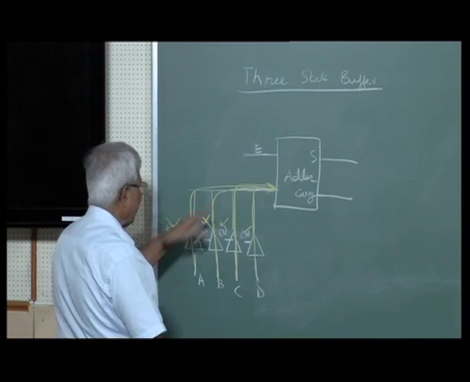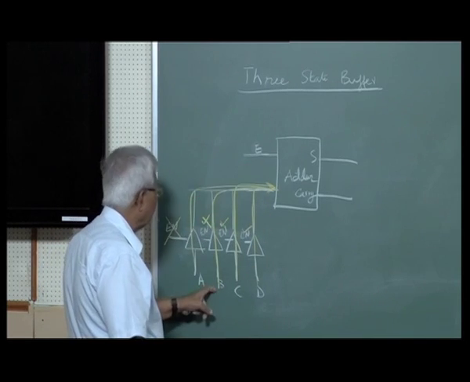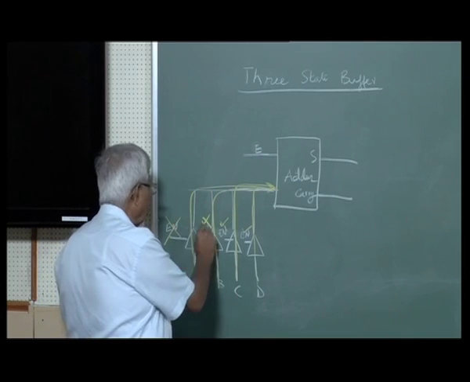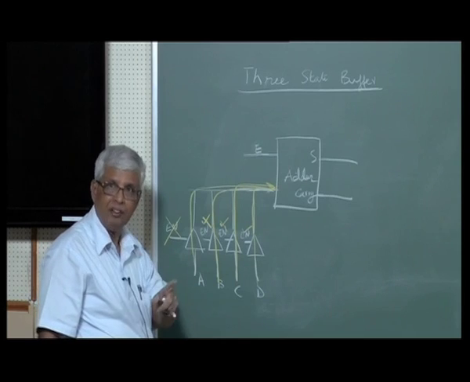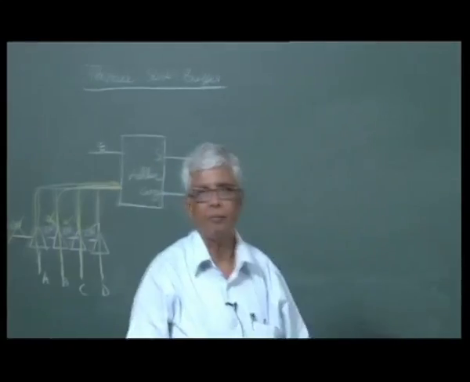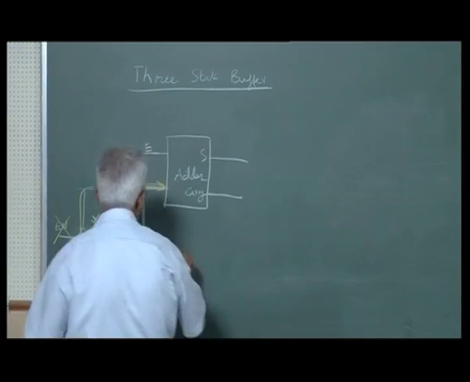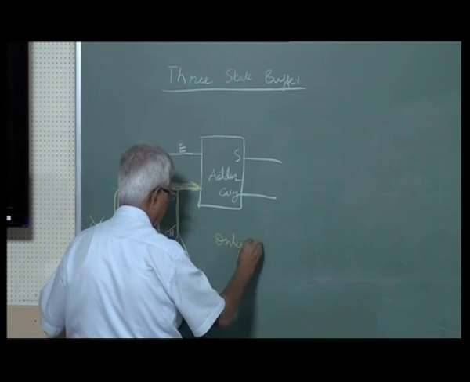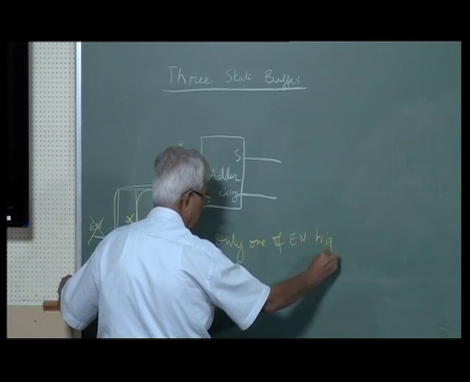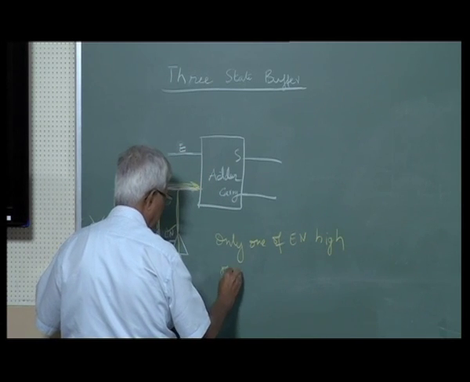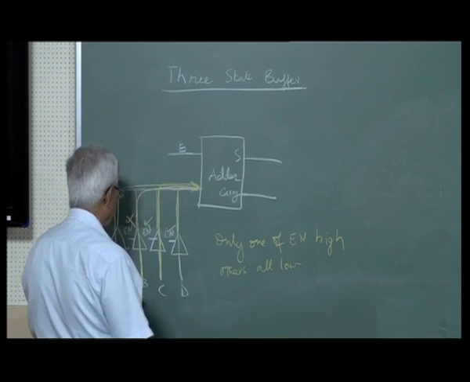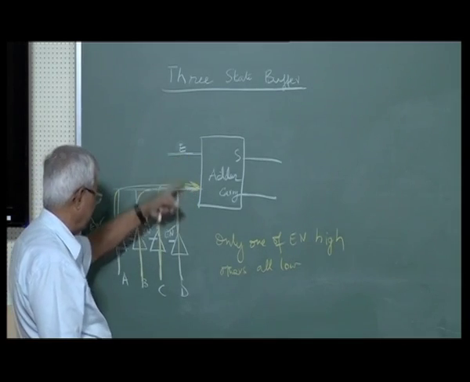So we will add either A and E, or E and B, or E and C, or E and D, depending on which of these 4 enables is active high, is activated, others are not. You cannot activate more than one, then you are in trouble again. So I can have only one of the enables high, others all low. Whichever enable is high, that input will go into this, so it will be the E and B sum.